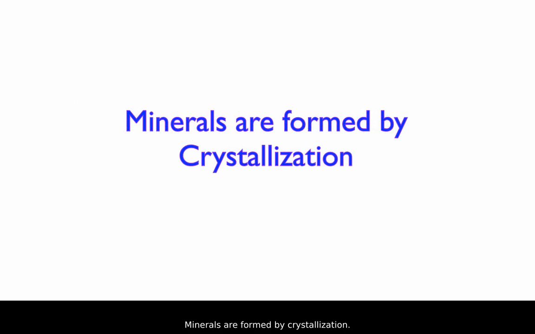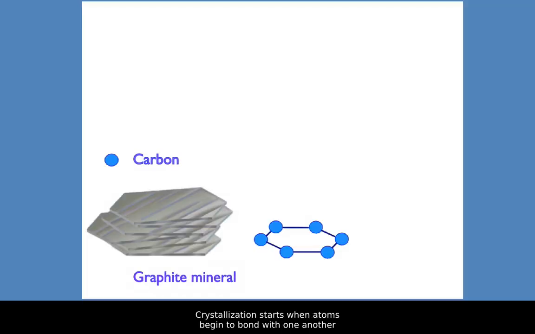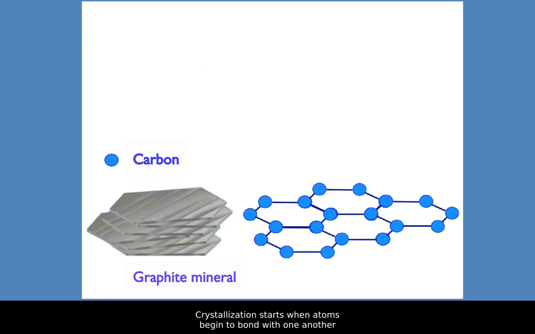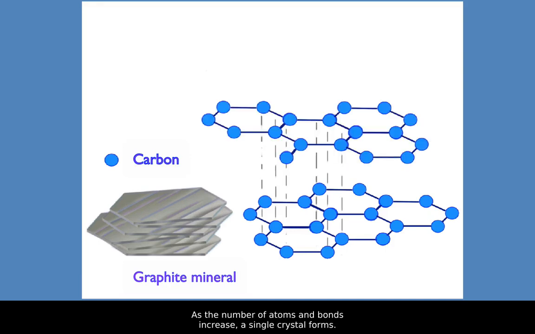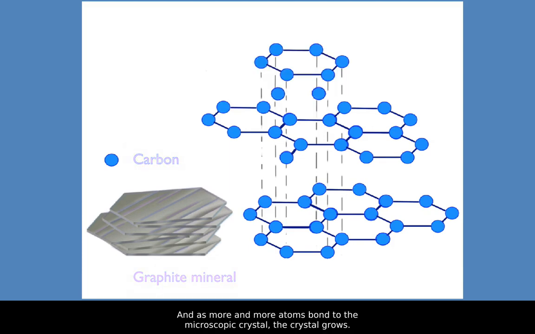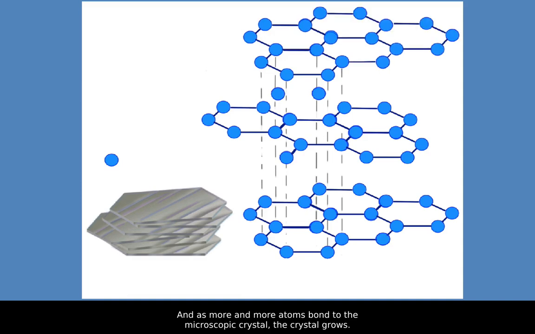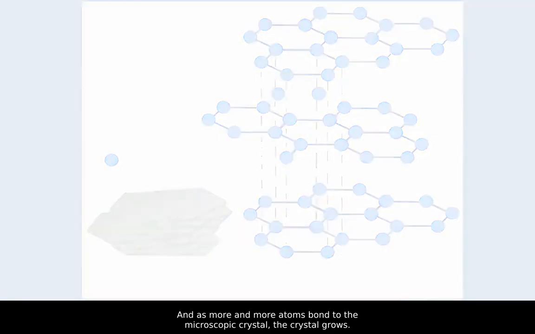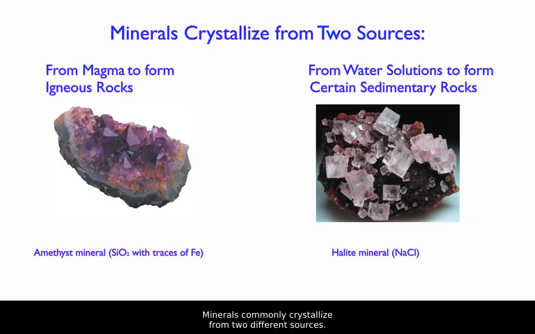Minerals are formed by crystallization. Crystallization starts when atoms begin to bond with one another to form a particular geometric pattern. As the number of atoms and bonds increase, a single crystal forms. And as more and more atoms bond to the microscopic crystal, the crystal grows. Minerals commonly crystallize from two different sources, from magma, molten rock, and from water solutions. Igneous rocks are formed from magma, and certain sedimentary rocks are formed from water solutions.